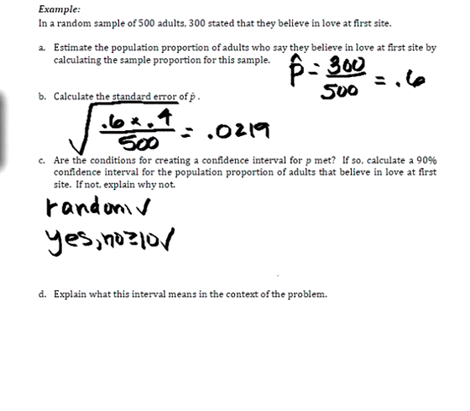300 people said yes, they believed in love at first sight out of 500. That means that there were 200 people that said no, that they didn't. We have both of those conditions met, so we can create our confidence interval.